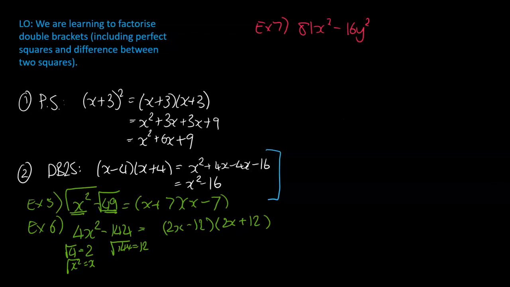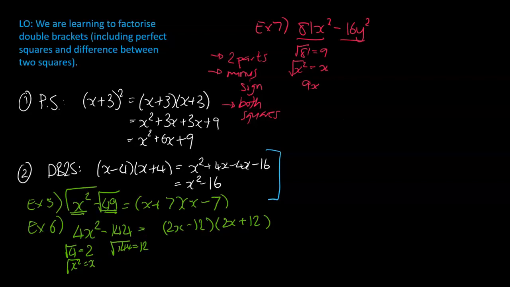So the first thing I've observed is there's 2 parts, and there's a minus sign. So that minus sign is really important. If they have both those criteria, there's 2 parts and there's a minus sign, if both parts are squares, you'll have a difference between 2 squares. So let's have a think about this first part. The square root of 81, well, that's equal to 9, and the square root of x squared is equal to x. So that part there would come to 9x.